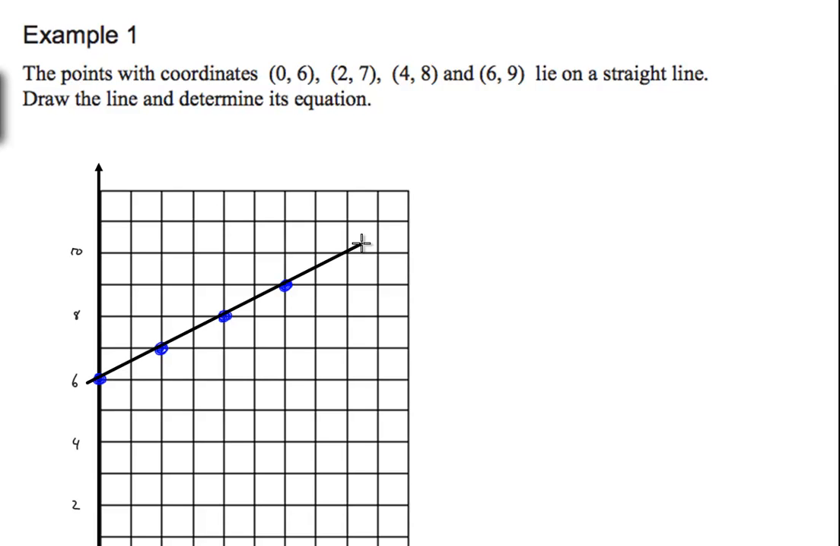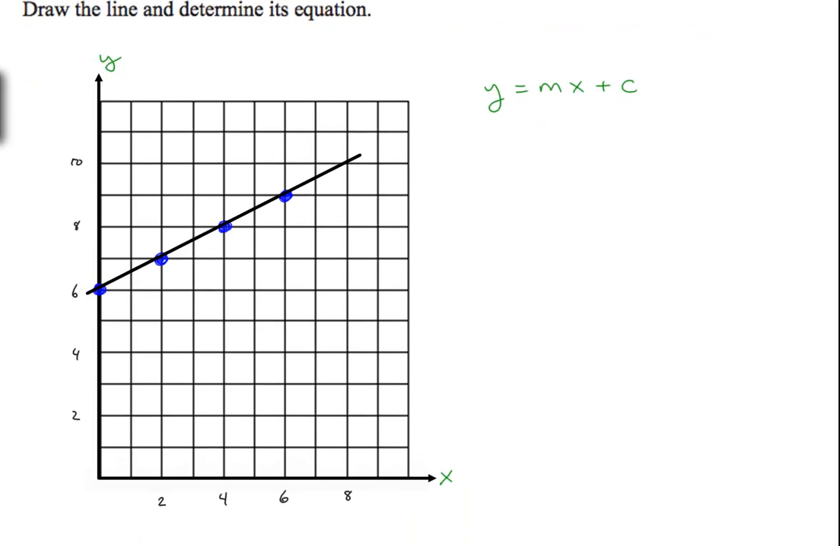So we need to find y equals mx plus c, which means we need to find m and we need to find c. Now, c is pretty straightforward. It's where it crosses the y-axis. This is the y-axis and this is the x-axis. So where does it cross y? It crosses at 6. So from looking at the graph, we know that c equals 6.